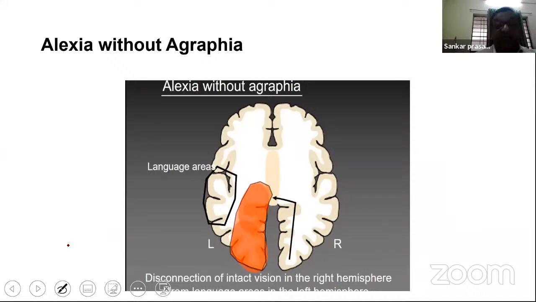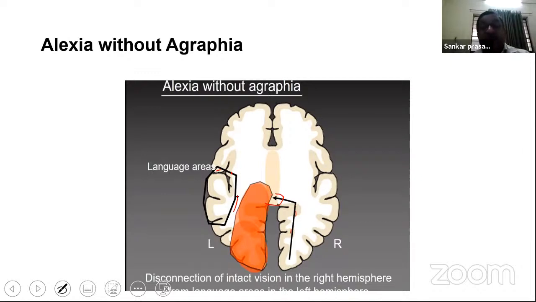And like this, you can see that there is a disconnection of intact vision in the right hemisphere from the language area in the left hemisphere. So there is a lesion here, the corpus callosum. This information cannot reach this area. The language area cannot be reached from the left side. So alexia, but without agraphia, means he can write, because writing doesn't require reading.